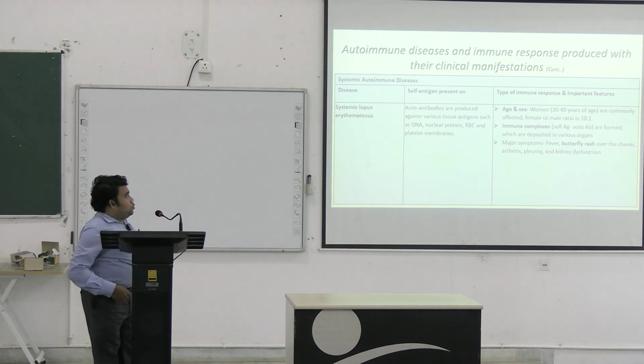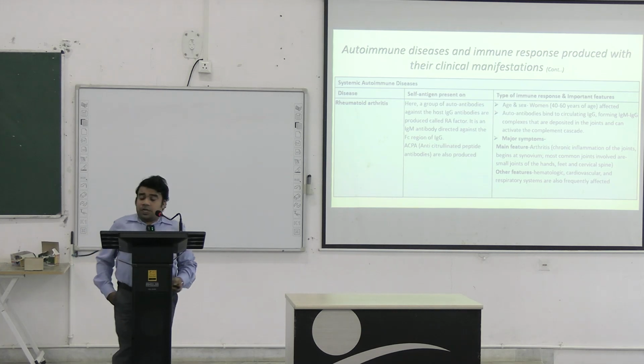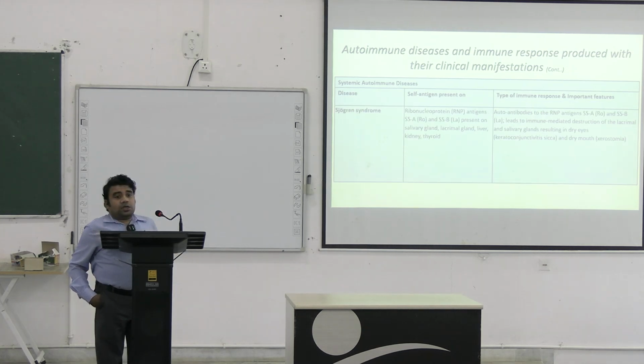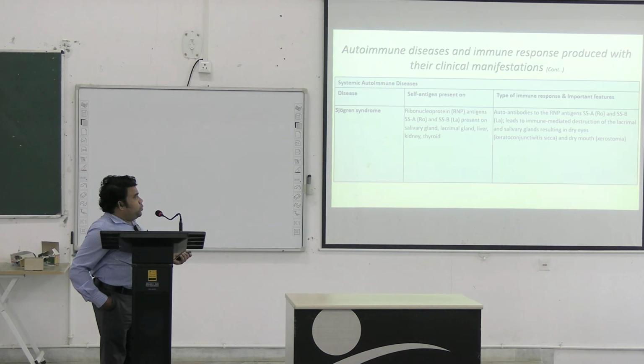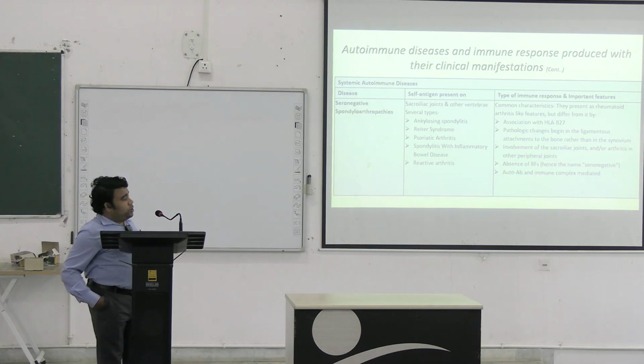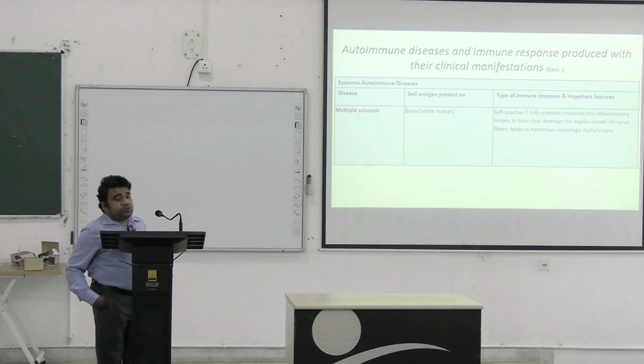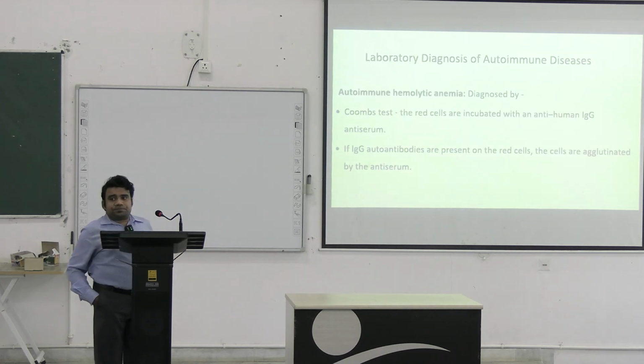Other autoimmune diseases would include SLE, in which autoantibodies are produced against the DNA nuclear protein, or rheumatoid arthritis, where the autoantibodies are produced against the Fc region of the immunoglobulin G. Sjogren syndrome, in which ribonuclear proteins like SSA and SSB. Scleroderma, seronegative spondyloarthropathies, multiple sclerosis, in which the antibodies are produced against the brain, mainly activated by the T cells. So, the neural damage occurs in multiple sclerosis.